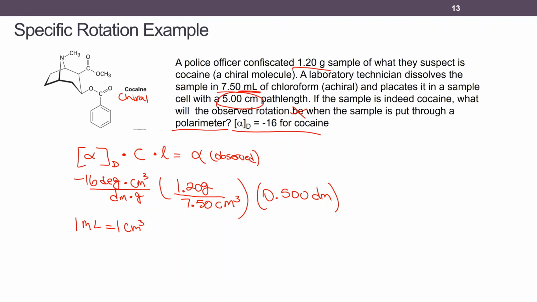Okay, so how I realized that I lied to you about the units is because they need to cancel out. Grams cancel out with grams, decimeters with decimeters, cubic centimeters with cubic centimeters. So we expect to see a rotation of negative 1.3 degrees if the sample is in fact cocaine, which would have this optical rotation.